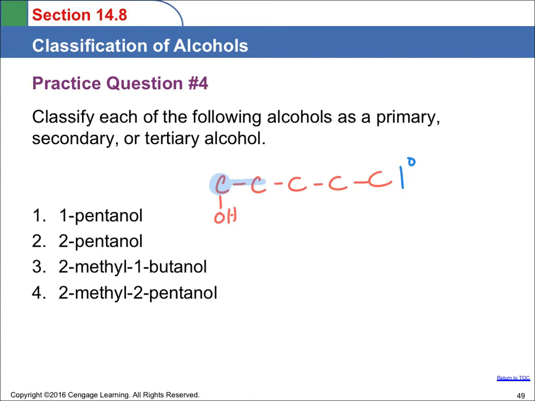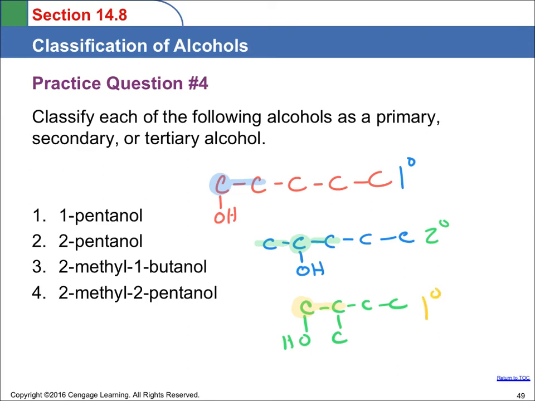All right, the second example, we've got 2-pentanol. So again, 5 carbons. The alcohol is on the second carbon. So if I look at that second carbon that the OH is attached to, it's attached to 2 other carbons. So that makes this secondary. Third one, we've got 2-methyl-1-butanol. So but is 4. Methyl on carbon 2, alcohol on carbon 1. So if we look at the carbon that the OH is attached to, it's attached to 1 other carbon. So that makes this primary.